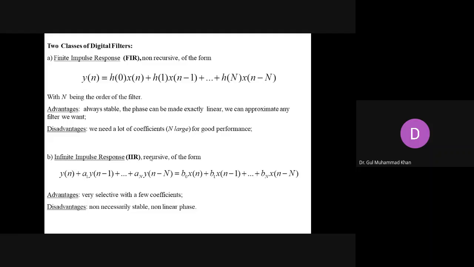We're going to be discussing that in the next class anyway, right? And they also have this issue of nonlinear phase. That is the problem with the IIR filter. So the FIR filter has its advantages and it has its disadvantages as well, which is the computational cost.